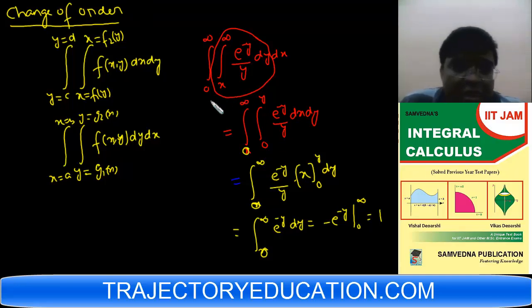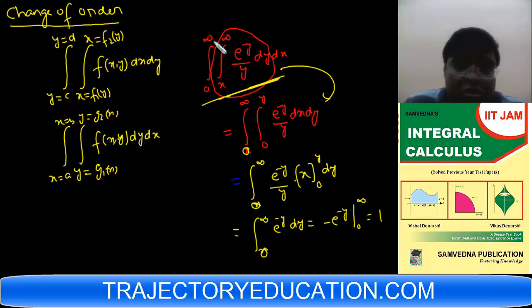So you see, I can't integrate this in the given order, but after changing the order, the integration becomes very easy. So in these kinds of questions, the change of order is compulsory. You will be asked to evaluate the integral. They won't ask you to change the order, so you have to see yourself whether you can integrate it in the given order or not.